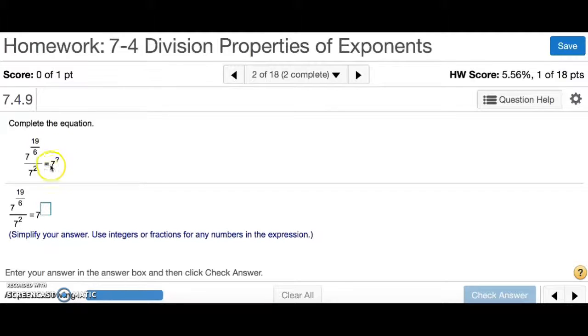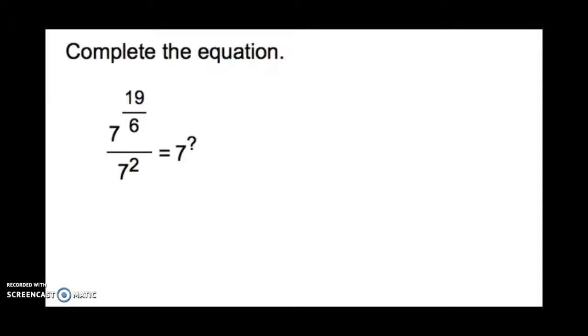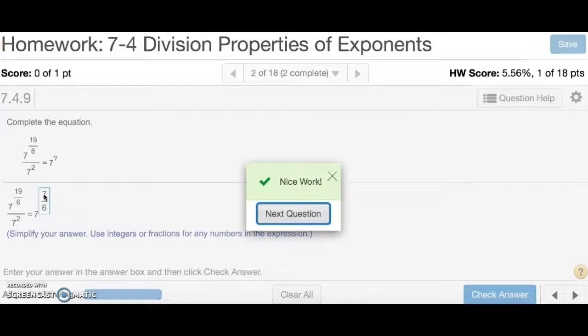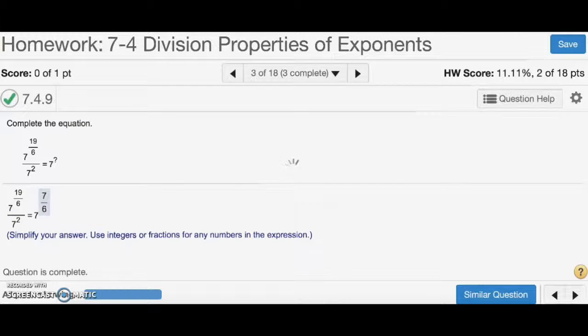In this case, it wants just the exponent here. So let's take a look and see how we find that. When we divide numbers or variables with exponents, the rule says to subtract the exponents. So we subtract 19 over 6 by 2. Doing so gives me 7 over 6 for my exponent. Now my answer just wants the exponent, so my answer will be 7 over 6. Typing that in, and that is the answer for number 2.